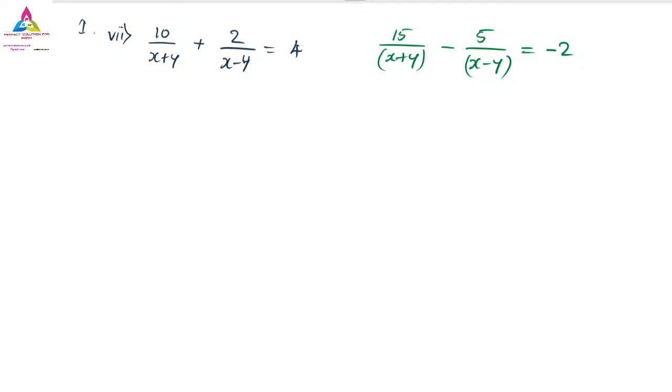Let us continue. In this question, one thing is similar, that is the denominators. On one side we have x plus y, and on the other side we also have x plus y. Similarly, we have x minus y on one side, and here also we have x minus y. So this is the most important part.